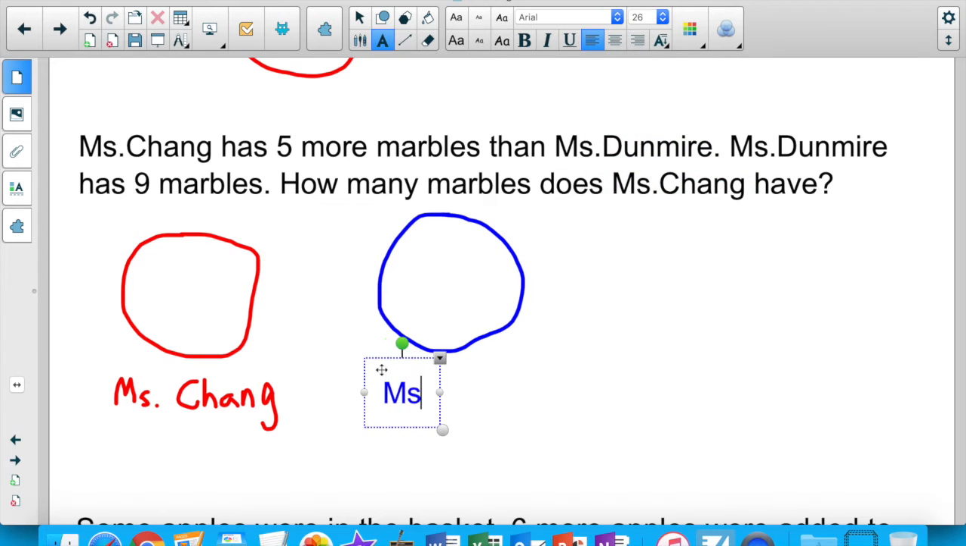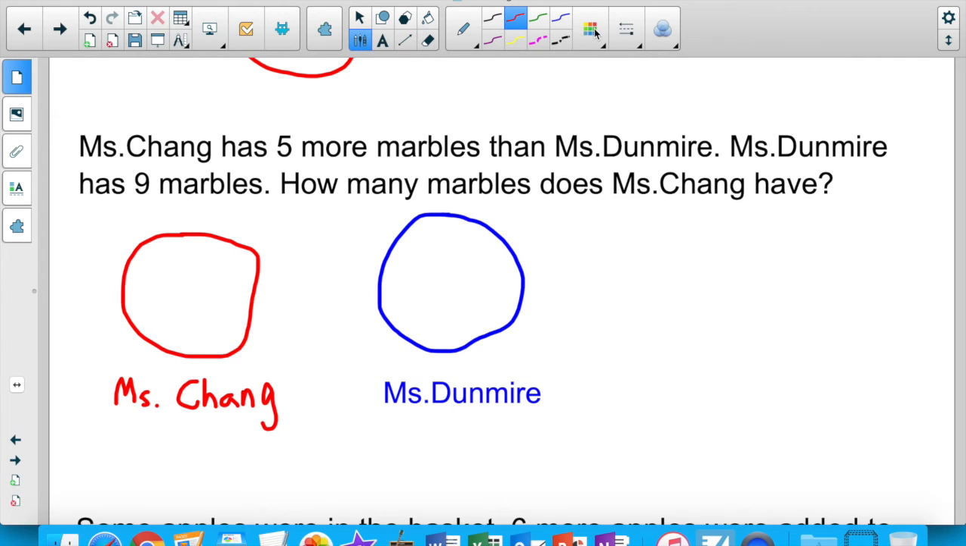So this circle is for Miss Dunmeyer. Okay, the question asks, how many marbles does Miss Chang have? So how many? We want to figure out how many marbles. And who? Miss Dunmeyer or Miss Chang? Miss Chang. How many marbles Miss Chang has? So that's what we're interested in knowing. So I'm going to put a star by this. This is what we're trying to figure out. How many marbles Miss Chang has.